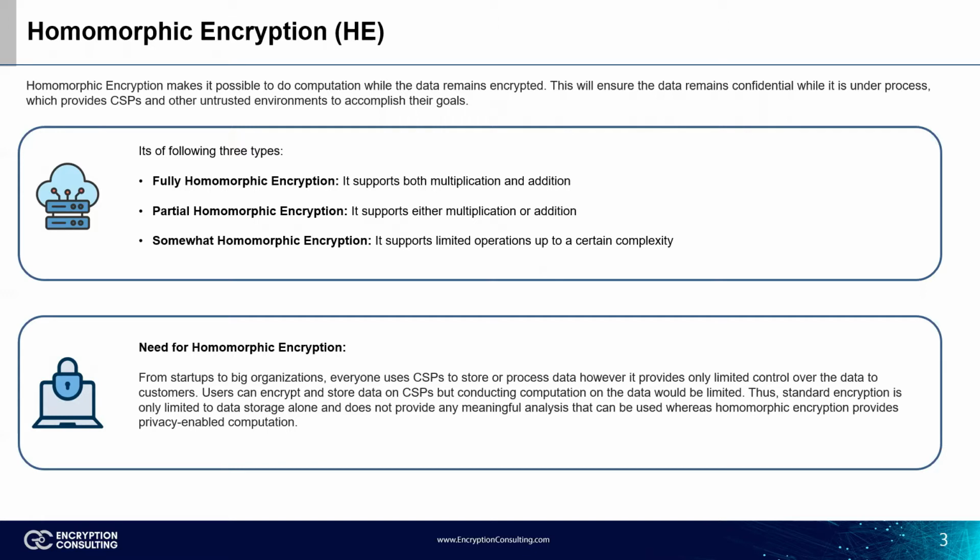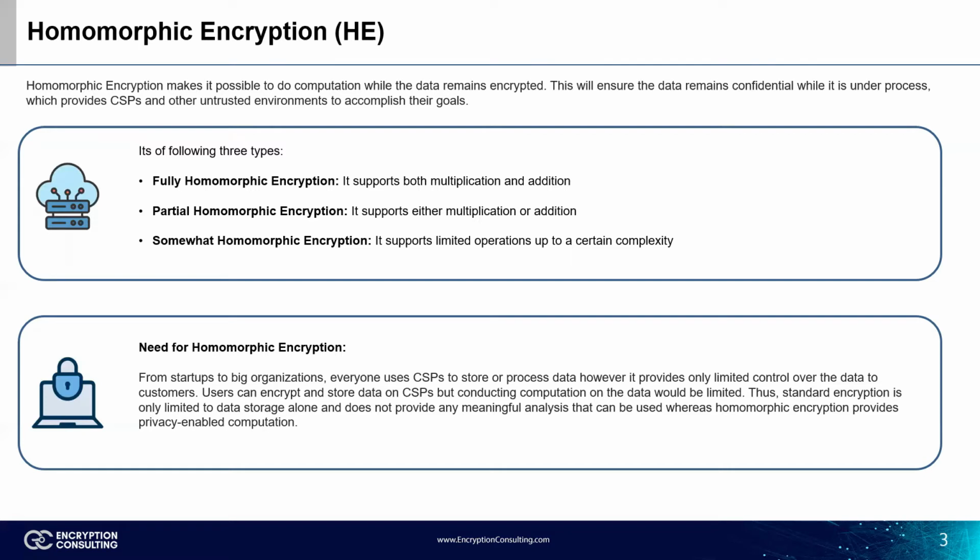First is fully homomorphic encryption. It allows any number of operations of multiplications and additions to be completed on the encrypted data. It is considered perfectly suitable for any kind of application that is dealing with encrypted data. It is a bit less efficient as compared to other techniques because of additional computational overhead.